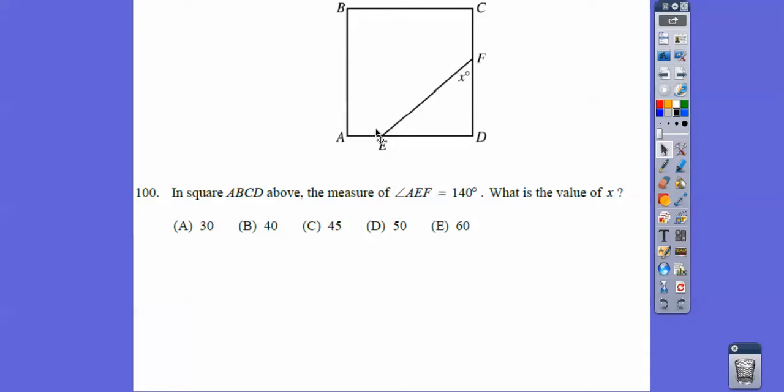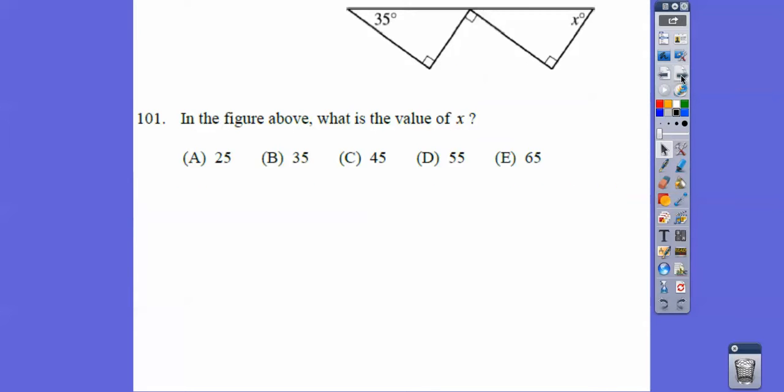All right, so in this square above, okay, if it's a square, that's a 90-degree angle right there, and they're telling us this angle right here is 140. Angle AEF is 140, so straight lines are 180, so that angle's 40 right there. 140 and 40 gets me 180. And then 40 plus 90 plus X gets me the triangle right here, so we get X equals 50, choice D.